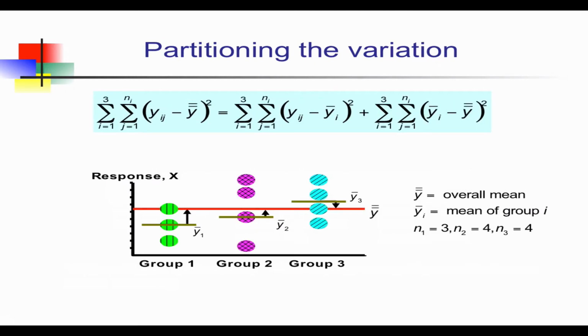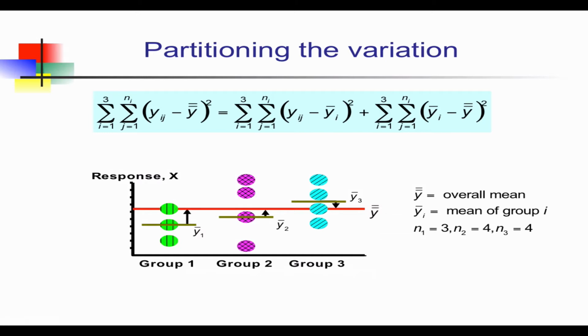So in this page, you will see a figure that will help you. Suppose we have 3 groups, and we have 3 samples in the first group, 4 samples in the second group, and we have 4 samples again in the third group. So here, this gives you an idea of what is Y double bar.